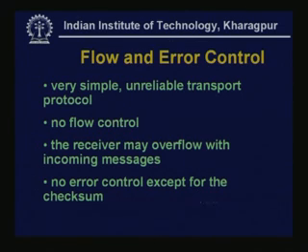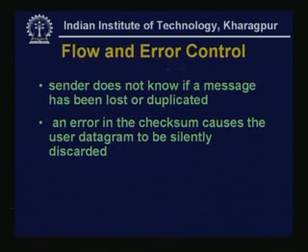Suppose a receiver is getting a large number of UDP packets. If it wants to tell the senders to stop or slow down, it cannot do it. And of course, if it overflows, some of the packets would get lost, and there is no error control except for the checksum. So, the sender does not know if a message has been lost or duplicated, and an error in the checksum causes a user datagram to be silently discarded. So, this is very simple. Of course, being very simple also means that this is very efficient, with very low overhead and things like that.